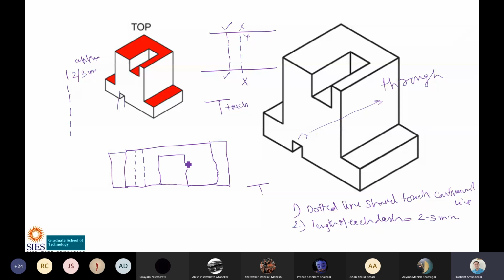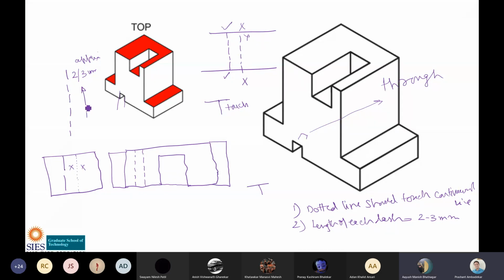Just to understand that if this is not defined, someone may draw a dotted line like this, finished in two dashes, or someone may draw it so finely that it is as if the person is drawing dots only. So this should not happen. That's why it is defined that the dash should be around 2 to 3 mm. Every time you do not have to measure the length. You do it once or twice, you understand how much it should be, keep it in your mind and then draw accordingly.